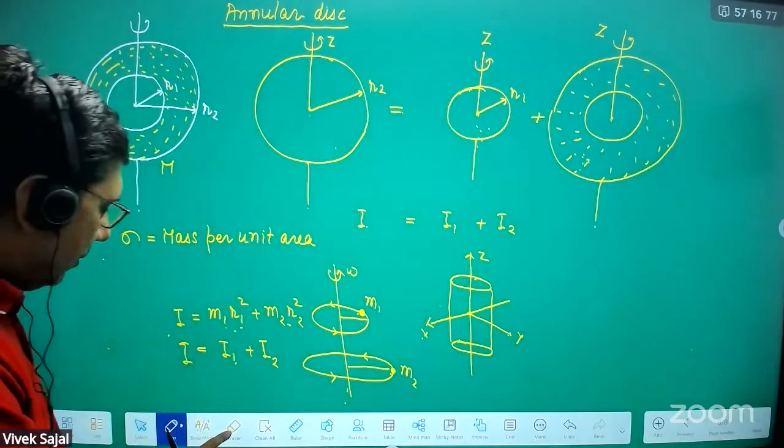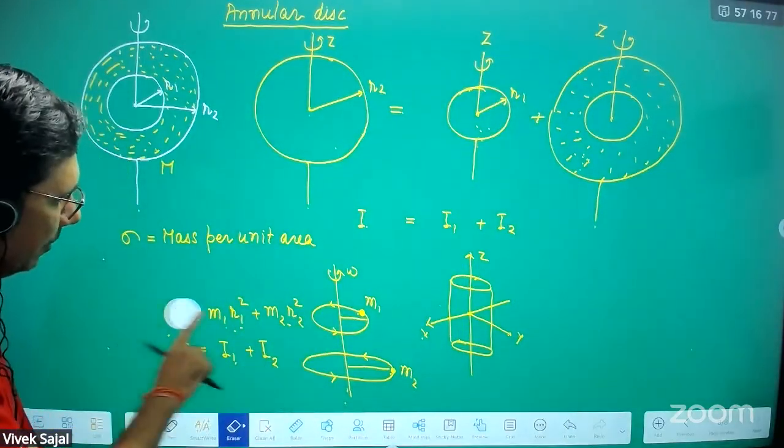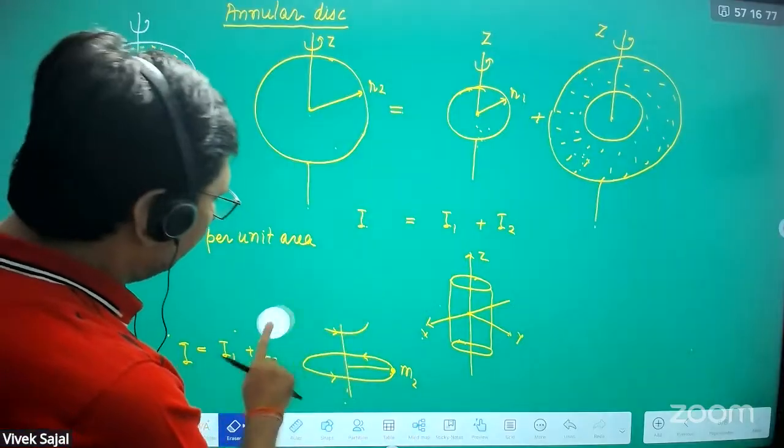So come back to this. Now I am removing this part. I'm removing this.